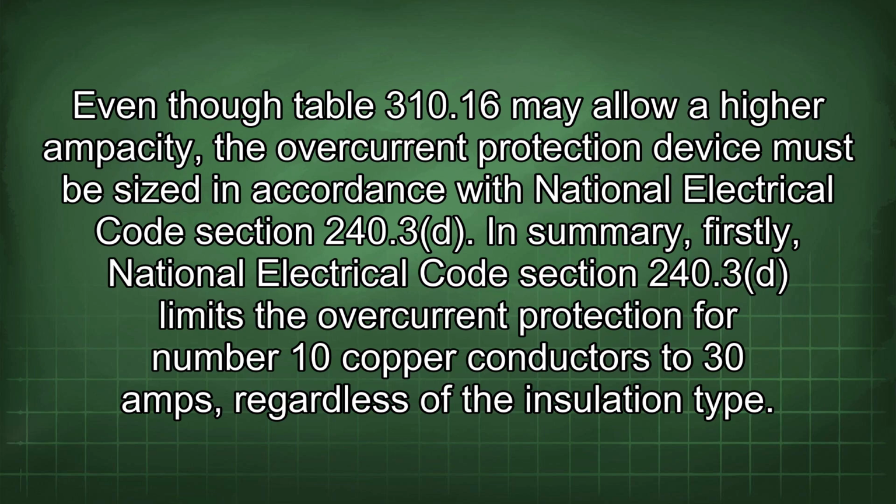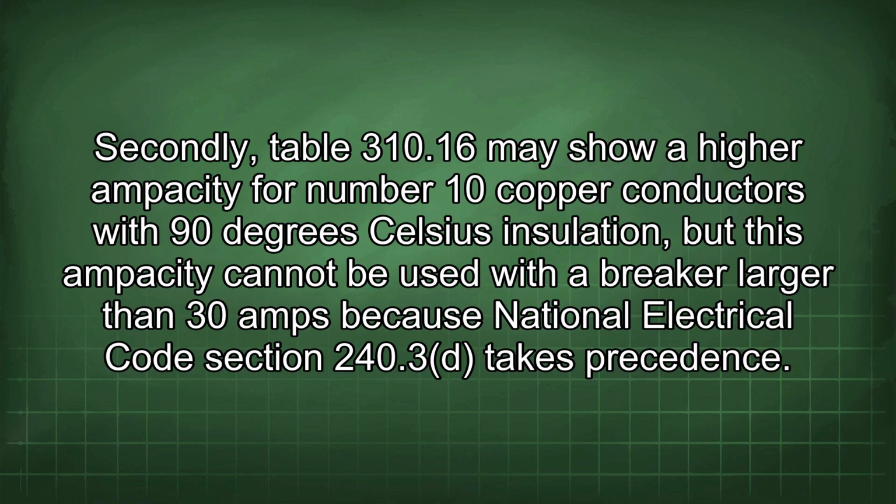Even though Table 310.16 may allow a higher ampacity, the overcurrent protection device must be sized in accordance with National Electrical Code Section 240.3. In summary, firstly, National Electrical Code Section 240.3 limits the overcurrent protection for number 10 copper conductors to 30 amps, regardless of the insulation type. Secondly, Table 310.16 may show a higher ampacity for number 10 copper conductors with 90 degrees Celsius insulation, but this ampacity cannot be used with a breaker larger than 30 amps because National Electrical Code Section 240.3 takes precedence.